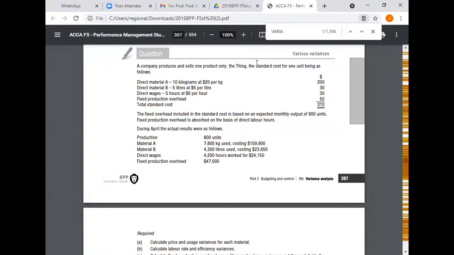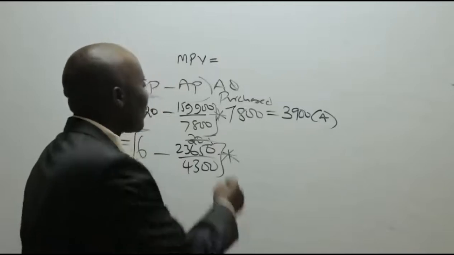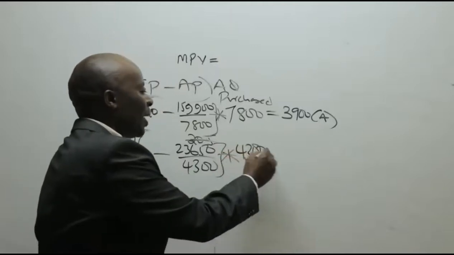So actual quantity, I can only pick the actual quantity of materials. Here, I've always seen people picking the actual quantity produced. AQ stands for actual quantity of materials purchased. So the actual quantity here of material B is 4,300. So could you kindly give me the final answer here?